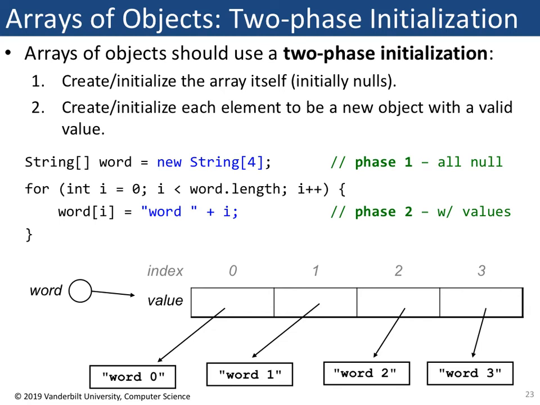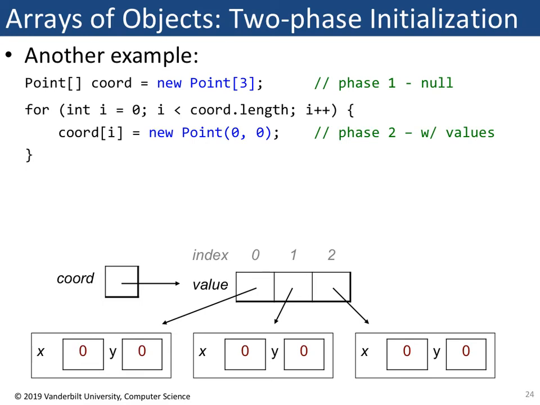But it's initially all null valued. When we first create it here, each of these elements contains a null pointer. Then in this for loop, we build this first object and store a reference to it in element 0. And then in the second iteration, we build the second object and store a reference to it in element 1, and so forth.